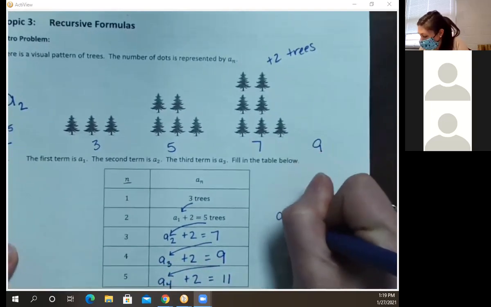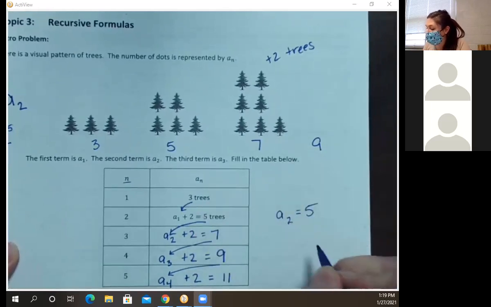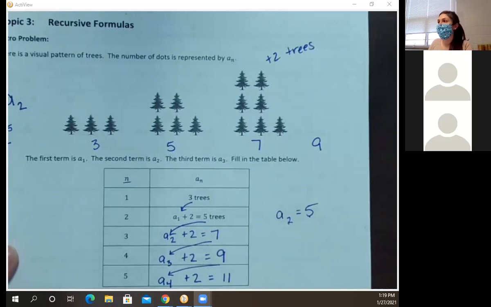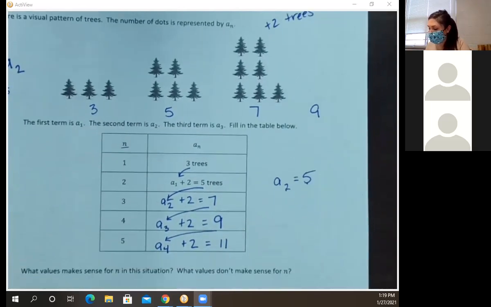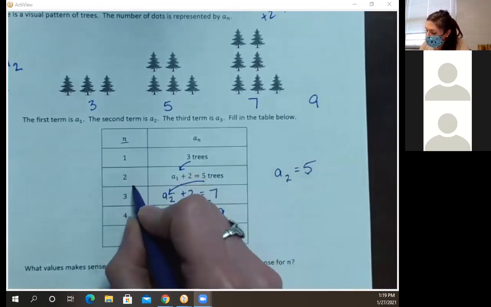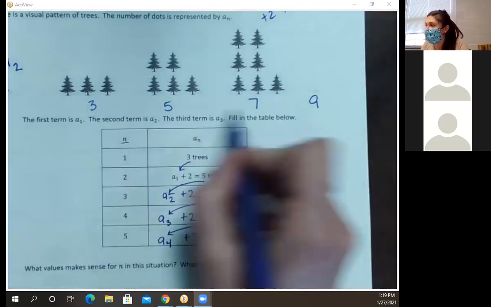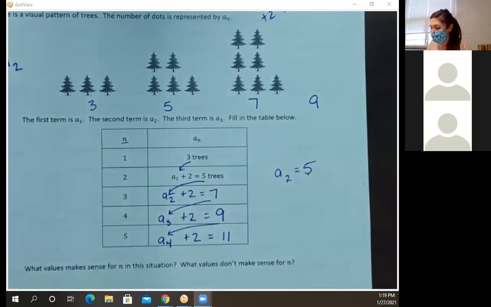So I could say that a sub 2 is 5 because the second term in my sequence is 5. Does that make sense? So we're going to see this notation throughout the rest of our unit, so it's important that we know what we're looking at. Remember that sub refers to where in the sequence I'm at, and it's equal to however many trees we have for this particular example.